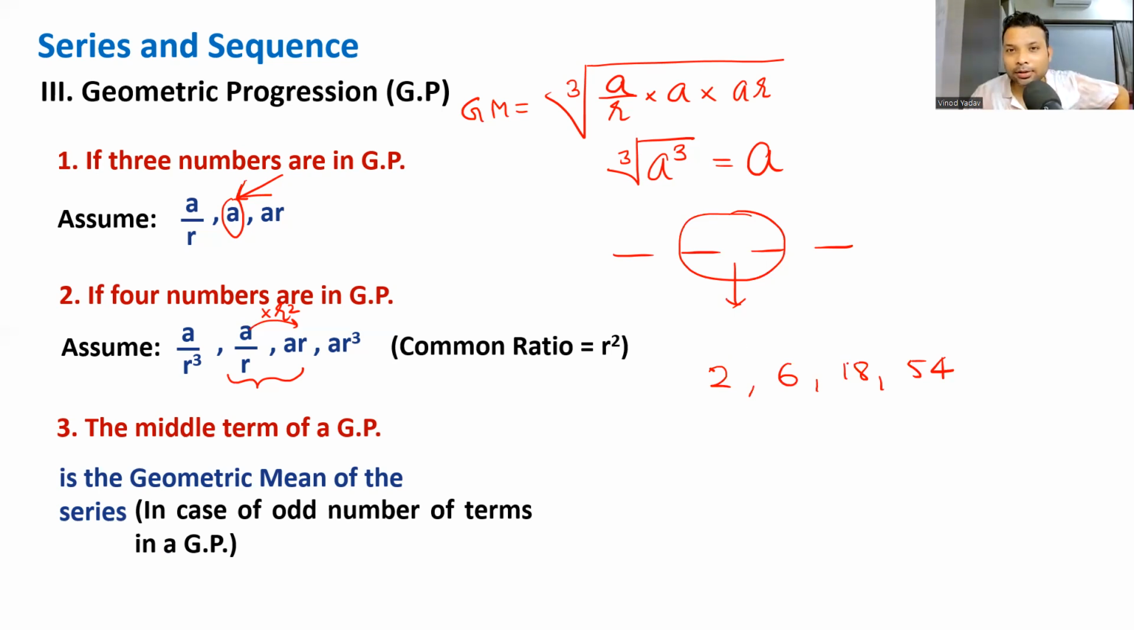First term into last term, 2 into 54, is exactly the same as 6 into 18. If you multiply two terms which are equidistant from both the ends, their product will always be the same as first term into last term. Okay. Getting it? Great.